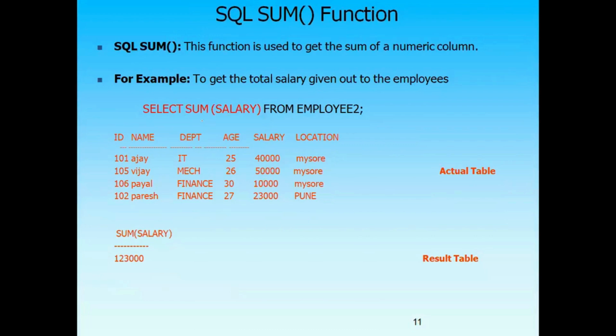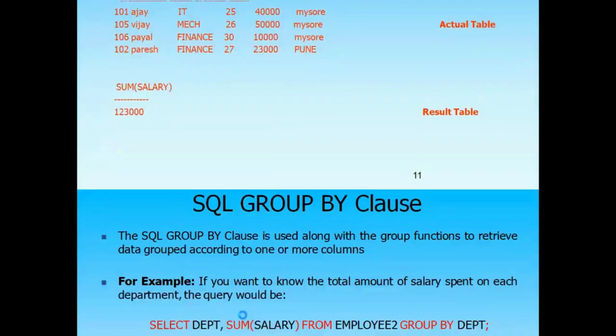Now the next function is the sum function. Like the average salary function, you can use the sum function to display the total of all the salaries. Here my query is select sum of salary from employee. So here is the result: 1,23,000 is the sum of all salaries in the employee table.